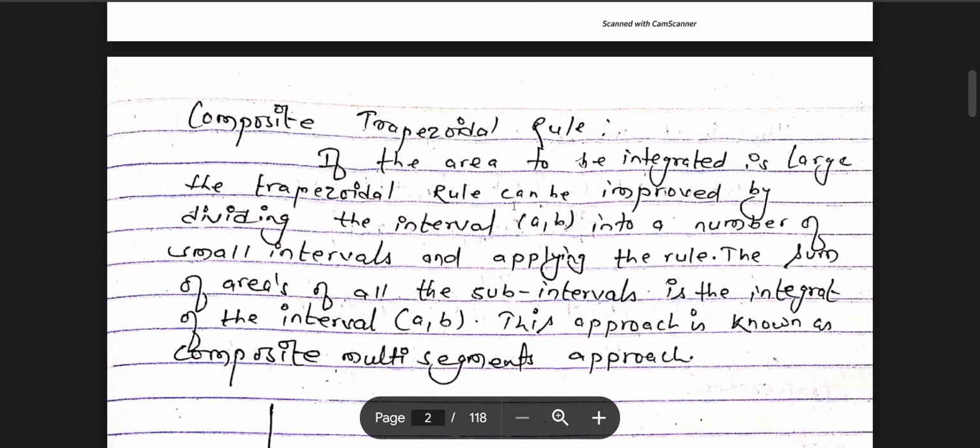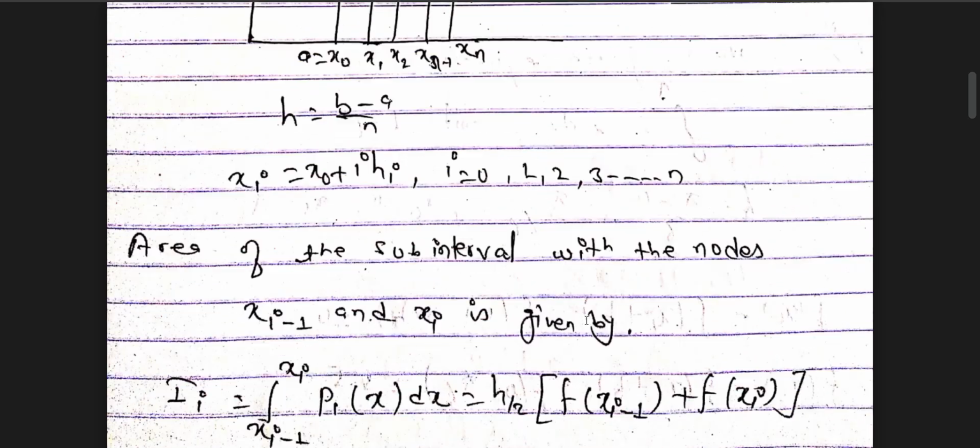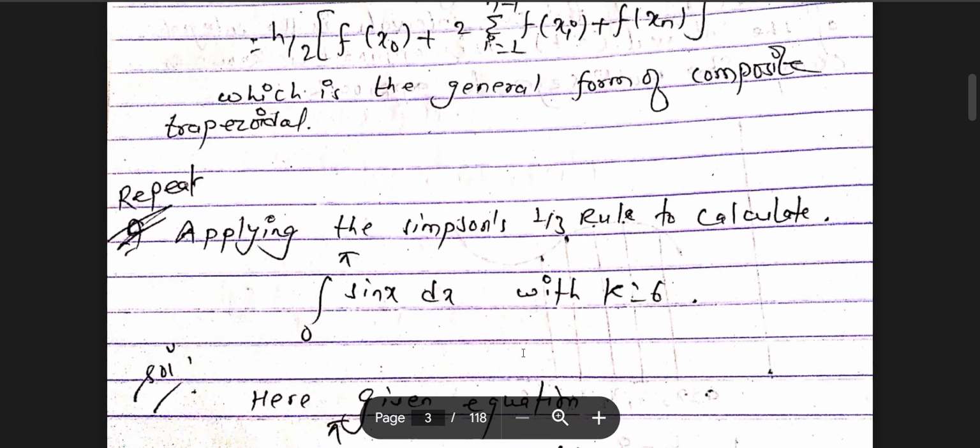Similarly, the composite trapezoidal rule. If the area to be integrated is large, the trapezoidal rule can be improved by dividing the interval AB into a number of small intervals and applying the rule. The sum of the areas of all the sub-intervals is the integral over the interval AB. This approach is also known as the composite multi-segment approach. The total area of the segments is the general form of the composite trapezoidal rule.